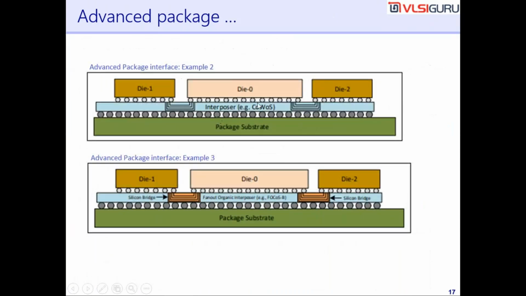The only difference is they have added something called an interposer. Instead of doing it in the package substrate, they're putting an interposer. Inside the interposer, they're connecting die 1 to die 0. One more type of packaging is, instead of an interposer, a fan out organic interposer. In that, they have put a silicon bridge, and in that they're connecting. So these are the different types of packaging options that are available.